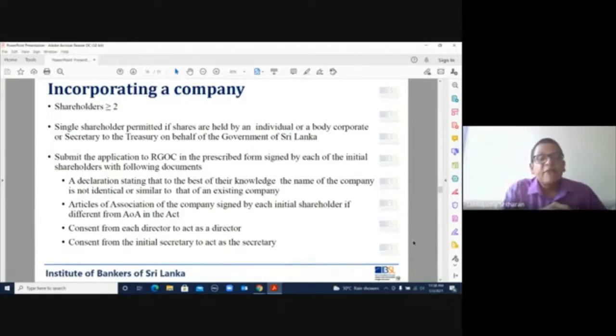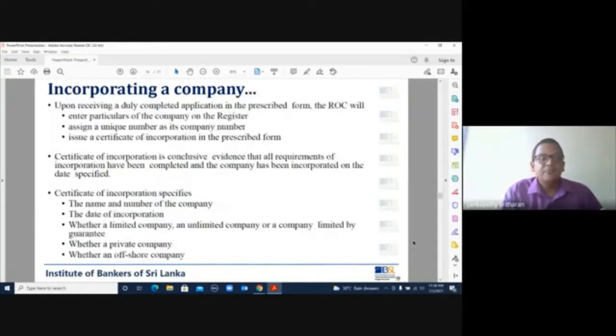And consent from each director to act as a director. The initial directors have to give their consent: we are ready to act as directors. And consent from the initial secretary to act as secretary. These are some general conditions, the documents they have to submit.